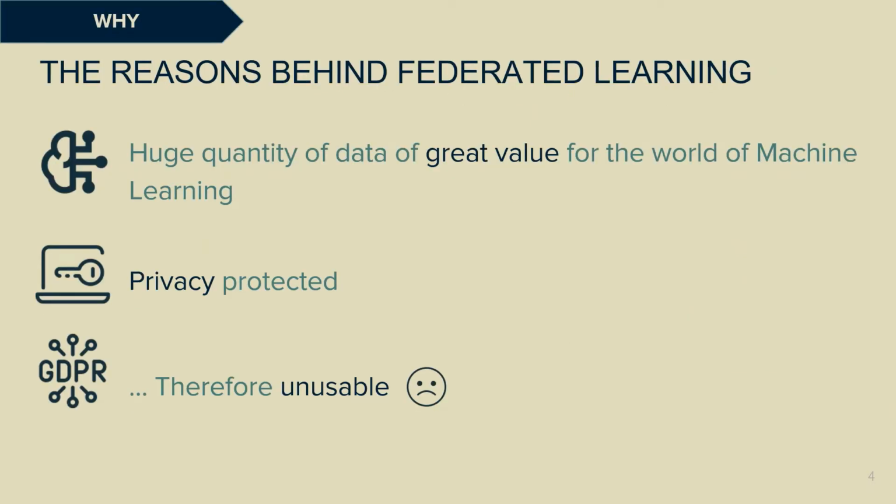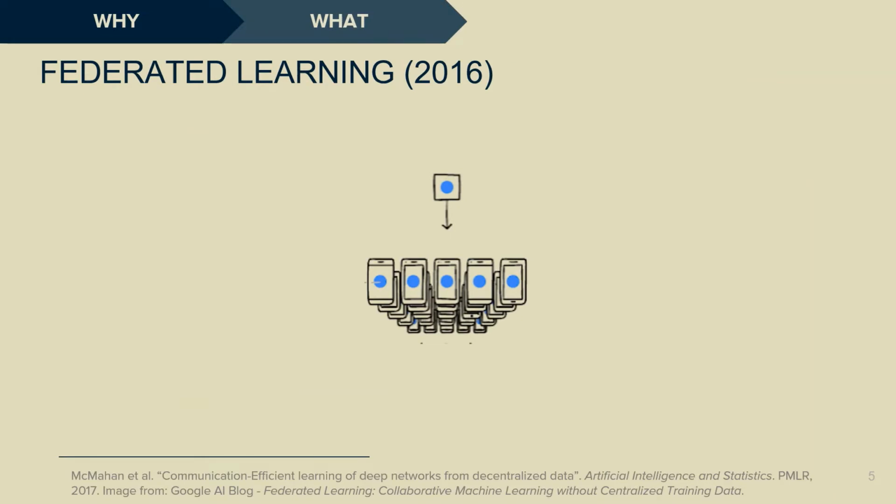The main reason is pretty simple. There's a huge quantity of data of great value for the world of machine learning, which is privacy protected and therefore unusable. I'm thinking of medical data, or the data produced by the sensors of the Internet of Things, or simply the pictures taken with our smartphones. In 2016, McMahan et al. introduced their solution to issues related to data privacy and data access, which is the new framework by the name of federated learning.